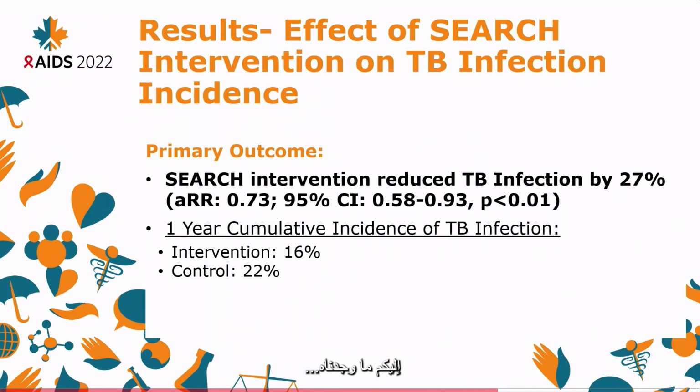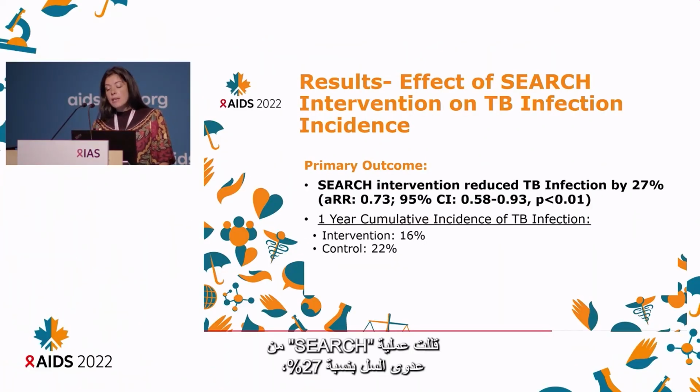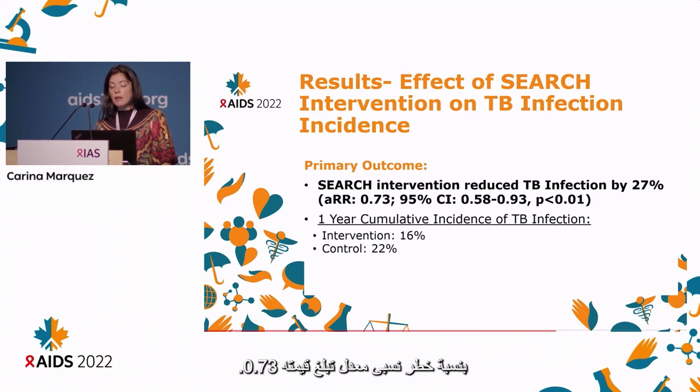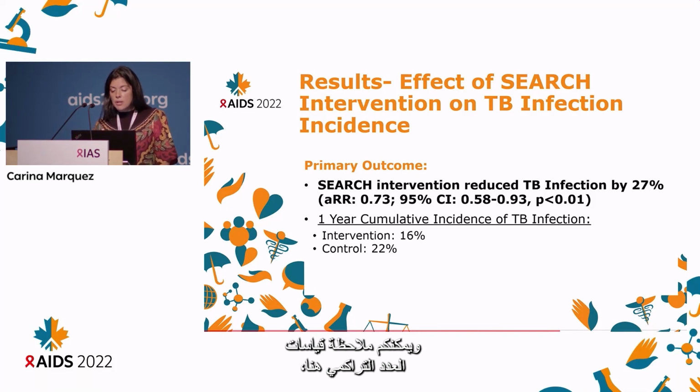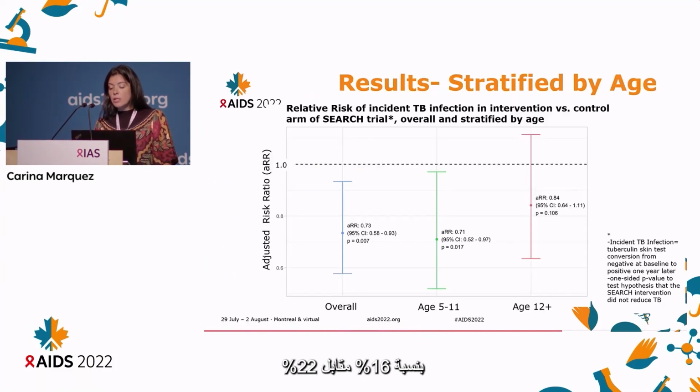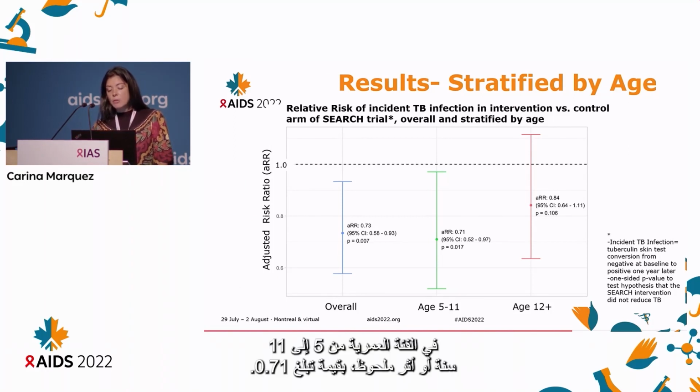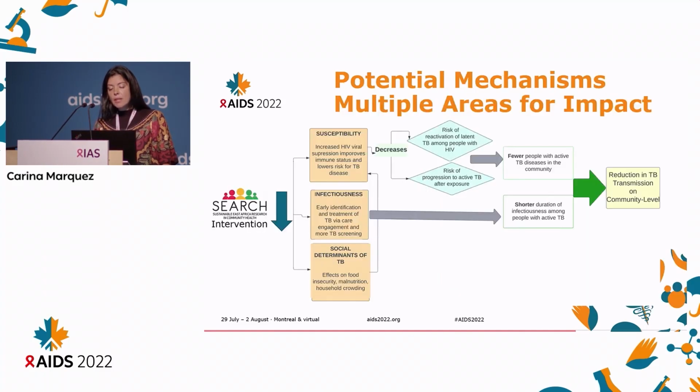So here's what we found. The SEARCH intervention reduced TB infection by 27%, at an adjusted relative risk of 0.73. And you can see the cumulative incidence measures here, 16% versus 22%. Here's our pre-specified subgroup analysis, and you can see a larger, more pronounced effect in the 5 to 11-year-old age group, 0.71.